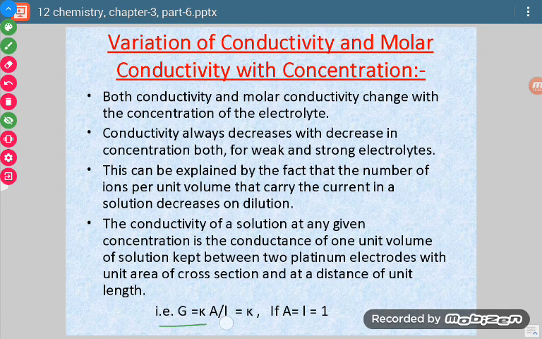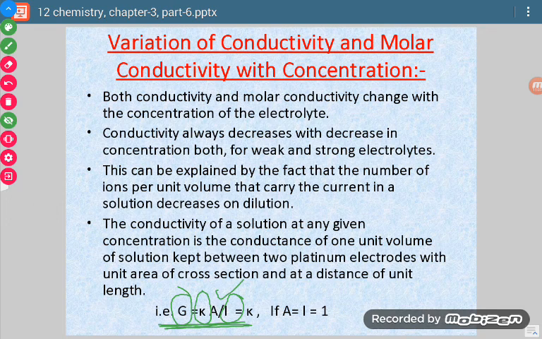See, conductance is equal to conductivity multiplied by A by L. A is the area of cross section, L is the distance of separation of the two electrodes. So the conductivity value will be equal to conductance if we have taken a solution which is separated by a distance of unit length and the area of cross section is 1 meter square.